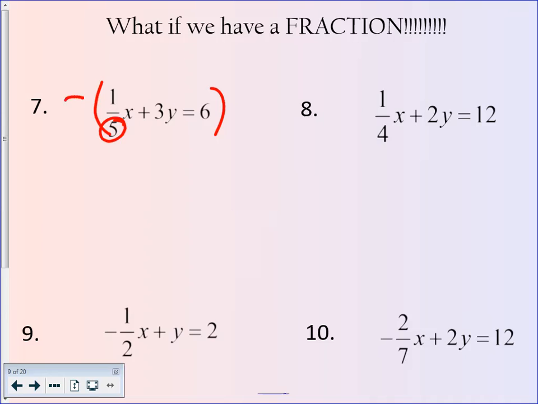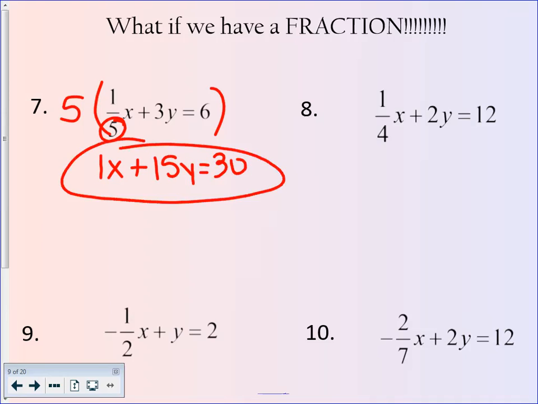So in this case, I'm going to multiply everybody by 5. 5 times 1/5 is 1. So I'm going to have 1x plus 5 times 3y, which is 15y. 5 times 6, which is 30. And there's my equation. So let's try the next one.